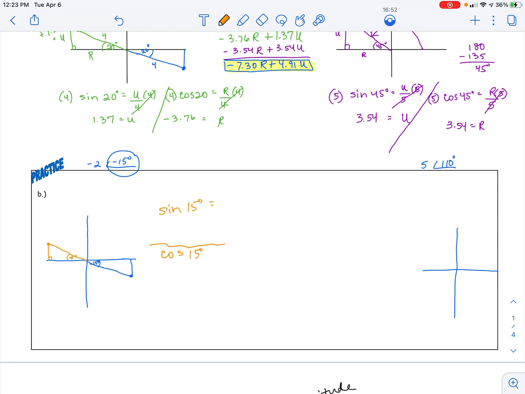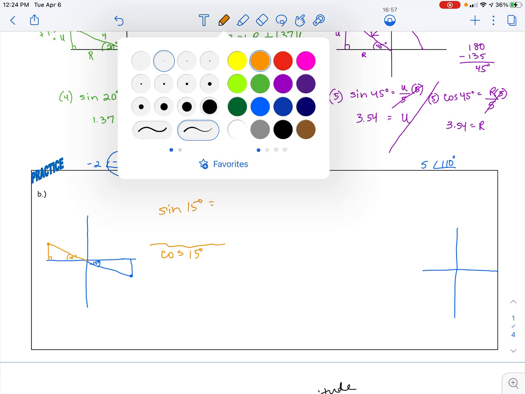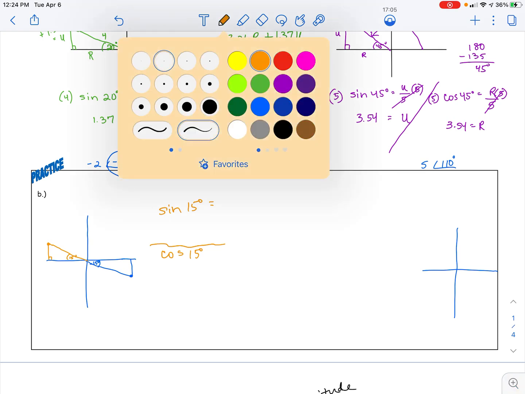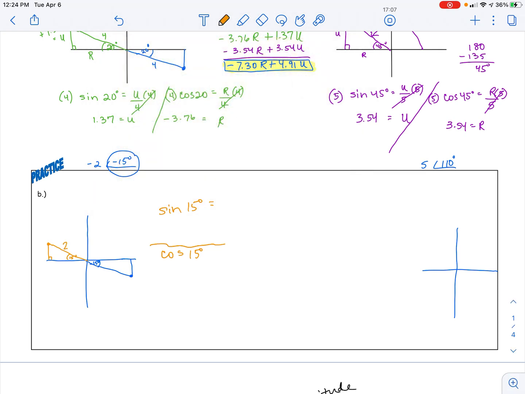All right, sine is always going to be opposite. Oh, I didn't put in my magnitude here, and I need to do that. Down here it was -2. Up here it's really not negative, it's still positive, but let's go ahead and put it up here: 2. All right, so we have up and right. Sine is opposite, so we're looking for the up measurement over the hypotenuse, which is 2. So the up measurement here is going to be 0.52.